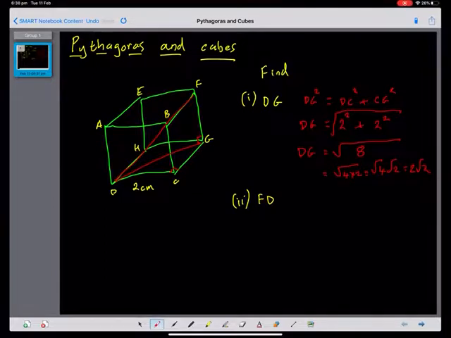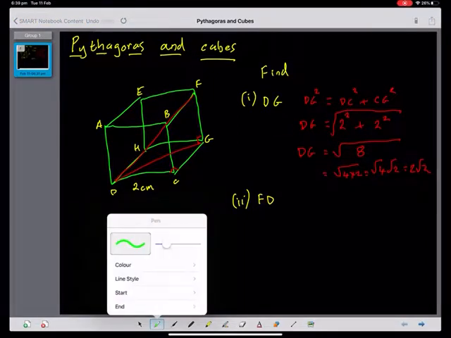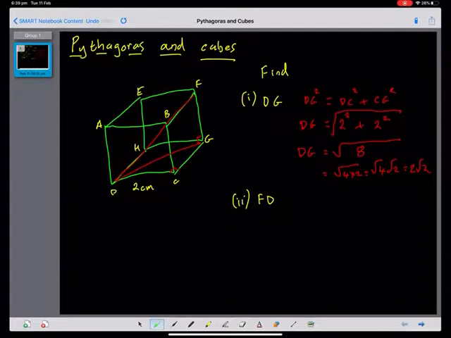Let's use that now to find the diagonal FD. Okay, so let's use Pythagoras' theorem. Choose a different color. Let's do green. So we've got DF squared is equal to FG squared plus DG squared. Okay, so FG squared is just simply 2 squared, plus DG squared, which is the square of this, and we can take the square root of both sides.